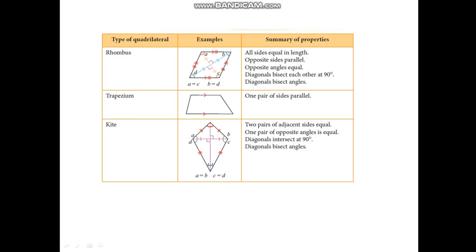So, what was the last shape? It was kite. And as you see, also kite, it has got two pairs of adjacent sides equal to each other. And one pair of opposite angles is equal. Diagonals intersect at 90 degrees, but the lengths of diagonals are not equal, and diagonals bisect angles.